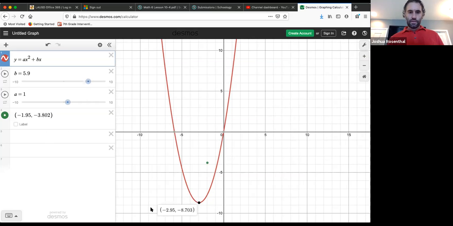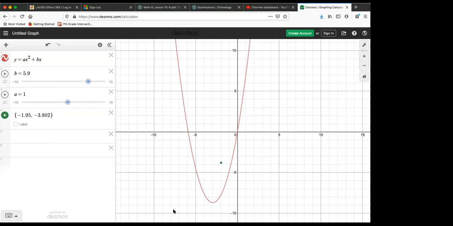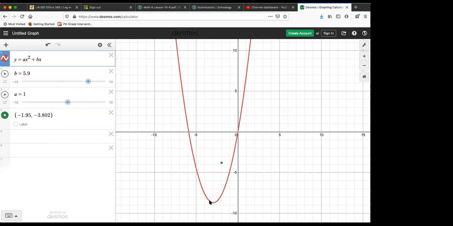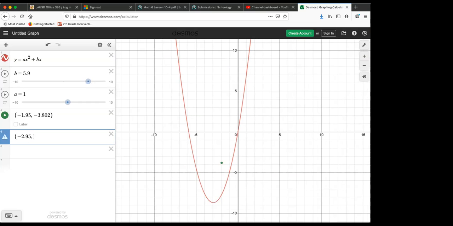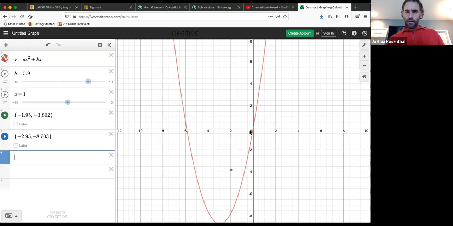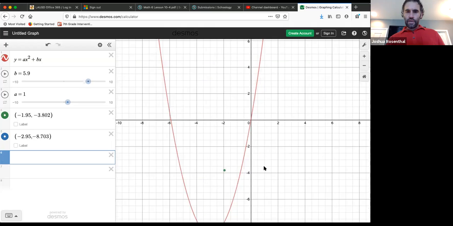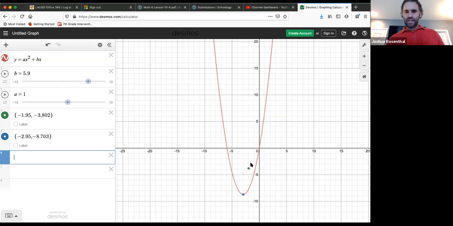Okay, so what's that point? Negative 2.95, negative 8.703. Tell me what it is. Negative 2.95. And the other one? Negative 8.703 or 02, I think. It's not linear. It's following a parabolic path. It's decreasing exponentially. And it would probably mirror the same on the other side.